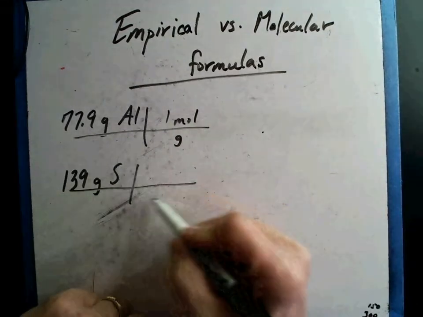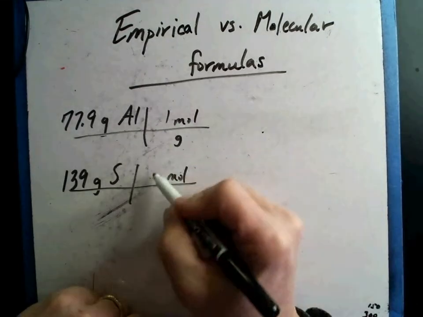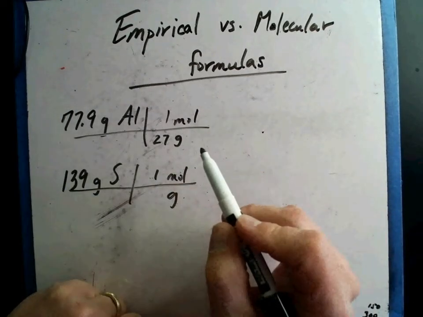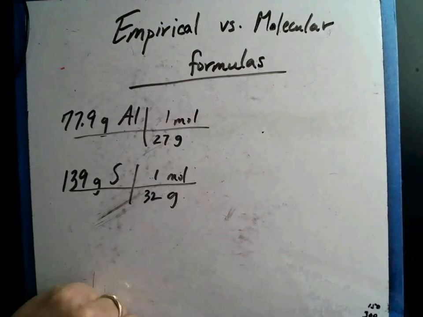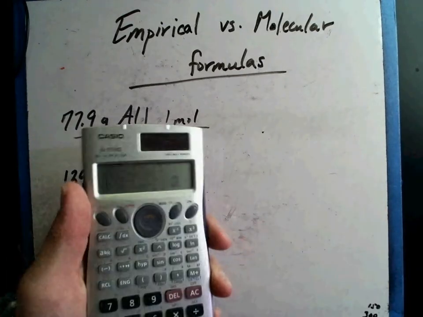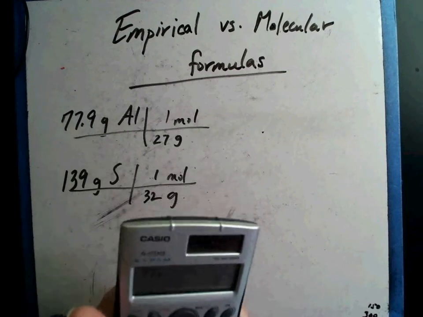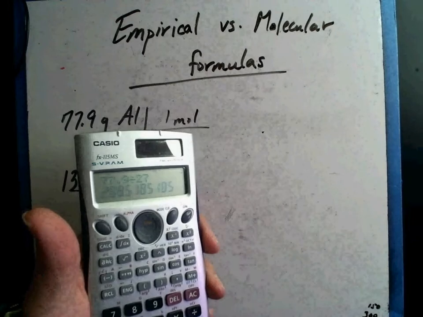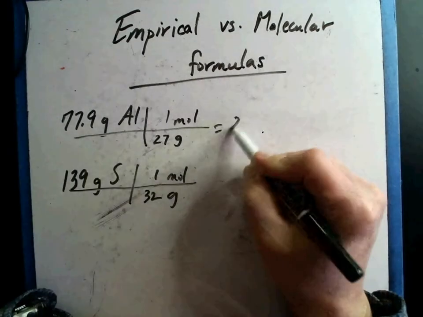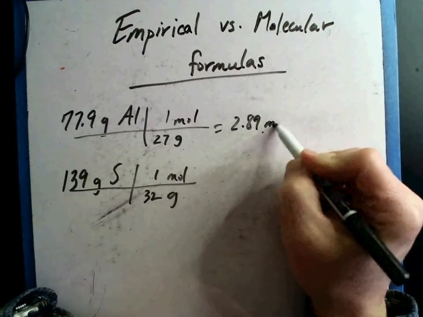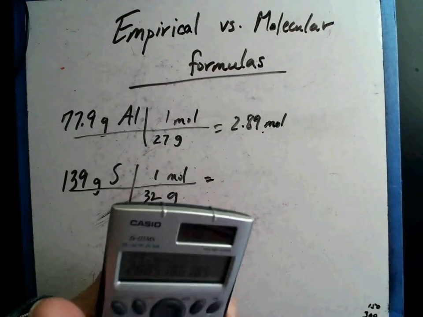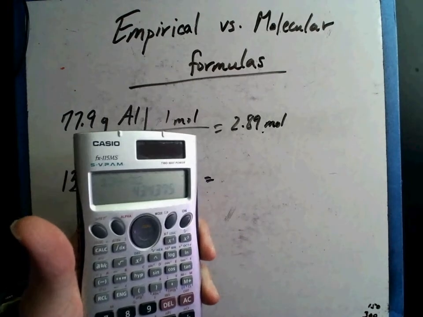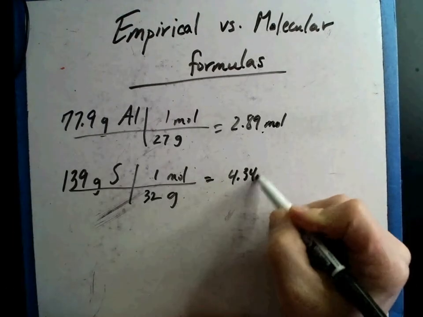Grams to moles. The number 1 always goes with moles. Grams are off the periodic table. Aluminum is 27 and sulfur is 32. So I take my handy dandy calculator and I'm going to take 77.9 divided by 27, and that is an answer of 2.89. 2.89 what? Moles. And this one, 139 divided by 32 equals 4.34 moles.